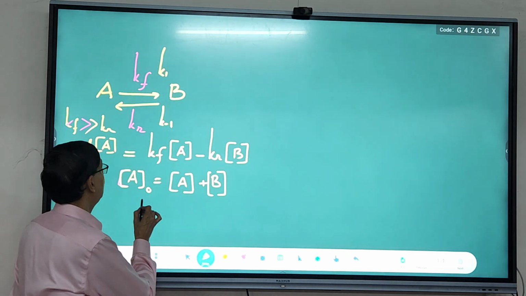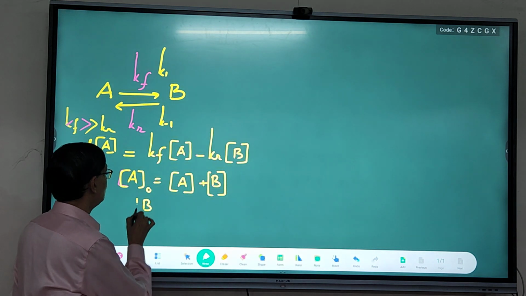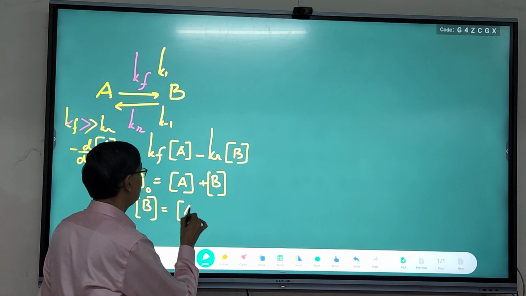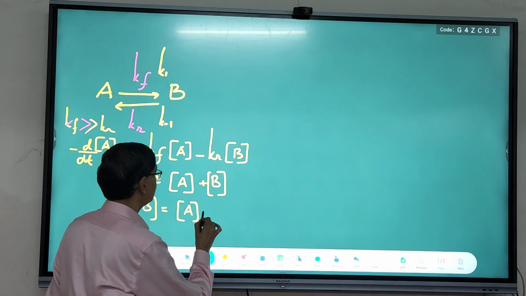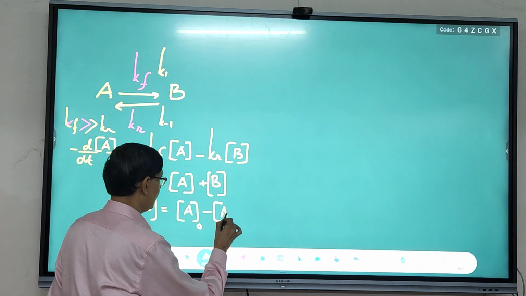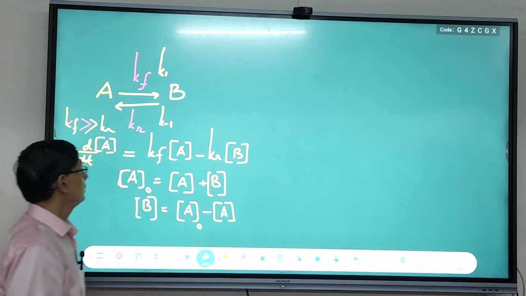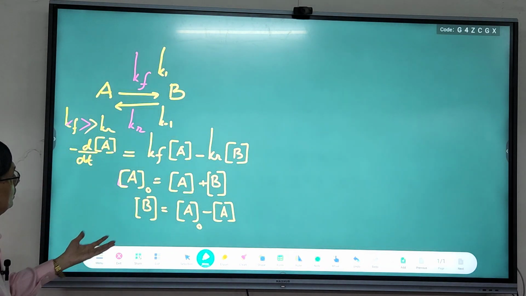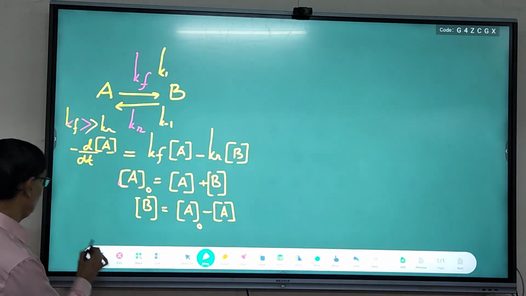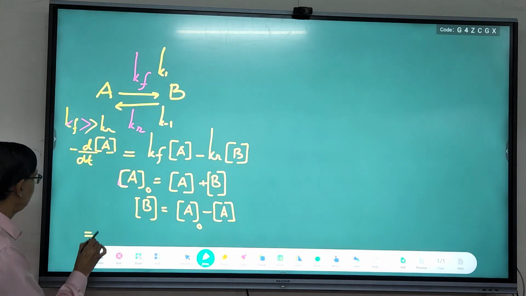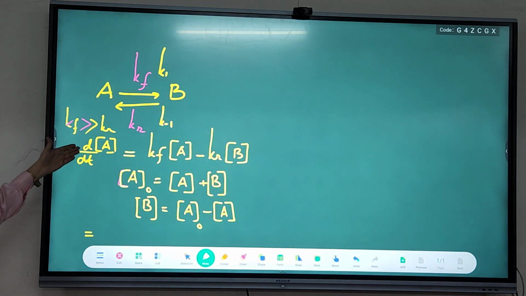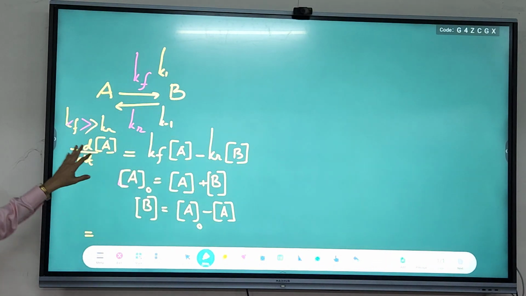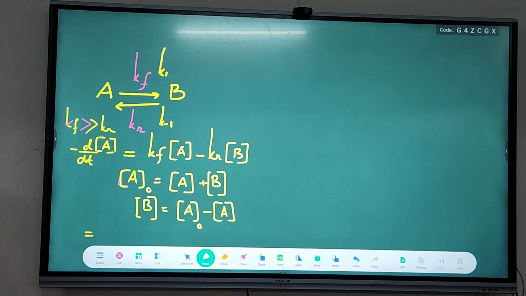So I can write B is equal to A0 minus A, one type of concentration. So we can substitute the value of B in this equation. Even you can do the same thing if you want to write d by dt of A, so minus kf, like that, then plus B. That is also possible, but it is better to use this type of thing.